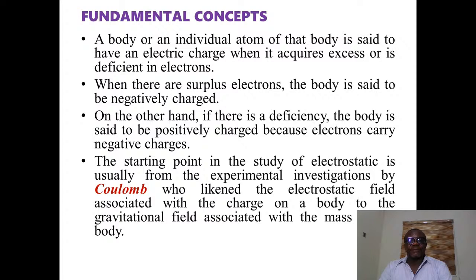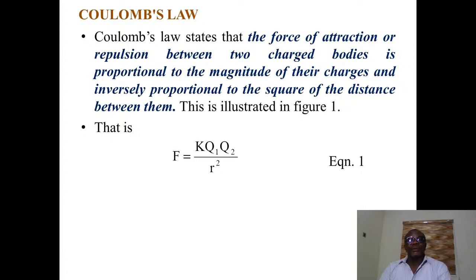The starting point in the study of electrostatics is usually from the experimental investigations by Coulomb, who likened the electrostatic field associated with the charge on a body to the gravitational field associated with the mass of the body. So, Coulomb, in his law, states that the force of attraction or repulsion between two charged bodies is proportional to the magnitude of their charges and inversely proportional to the square of the distance between them.